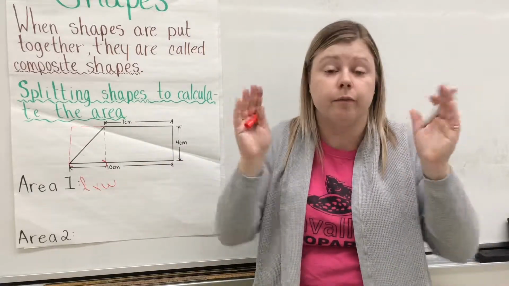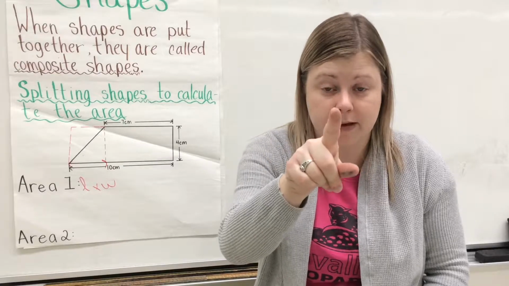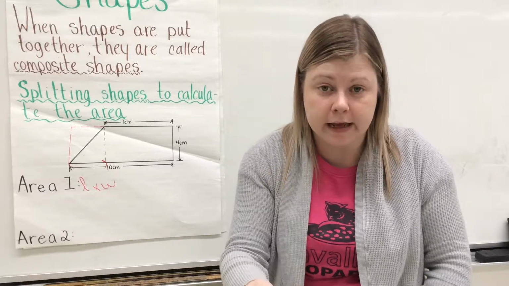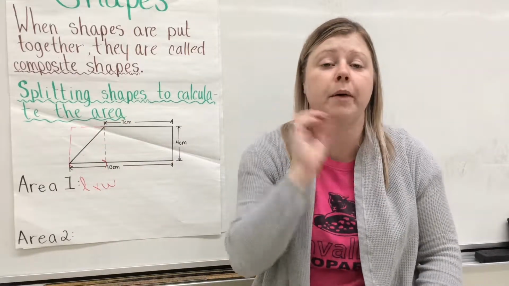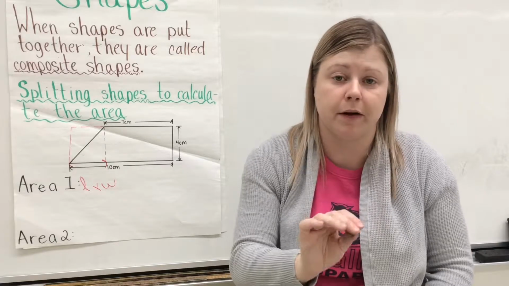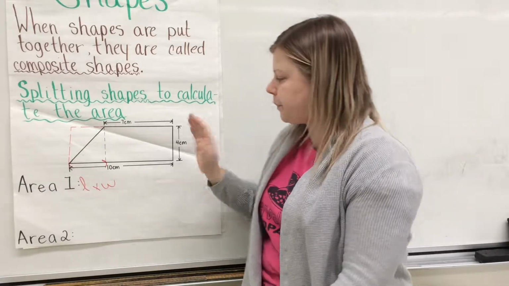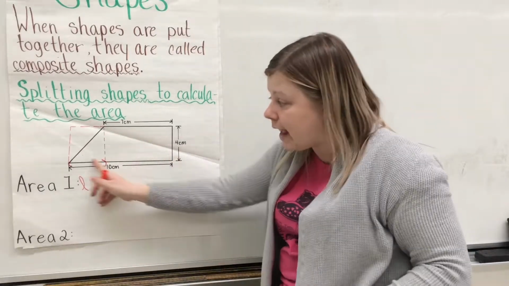So you really wake up and listen to this part. Okay, this is very important. Don't be sleeping right now. You have to examine your shape carefully each time, if it's a composite shape, each time you go about calculating its area or its perimeter. You have to take your time on each composite shape. Okay, don't forget that. All right, as we move along here, I know that my length is 7 centimeters, not 10.